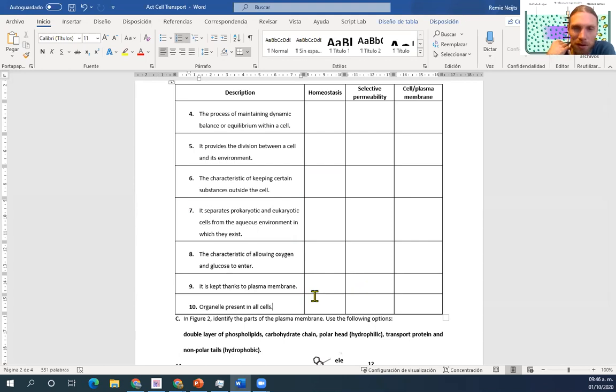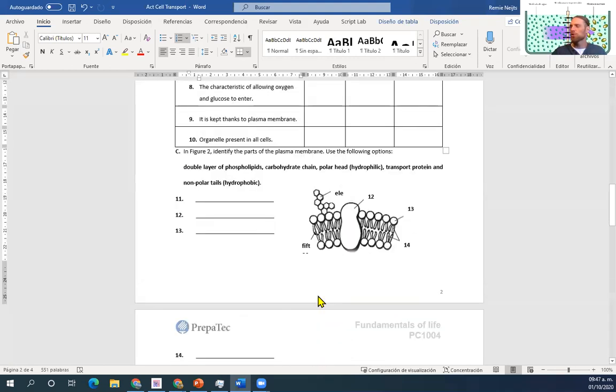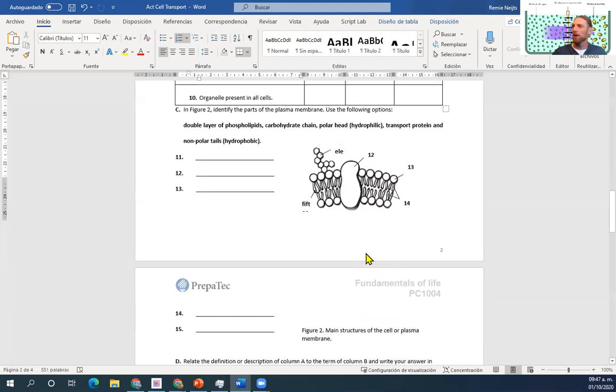And then the last one who hasn't answered, Andrea, please, I haven't heard you. Which one? Number 10. Organelle present in all cells. Cell plasma membrane. Yes, dear, very good. Okay, figure 2. So if you do this right away, you don't have the homework, guys. You just have to study this for the quiz tomorrow.